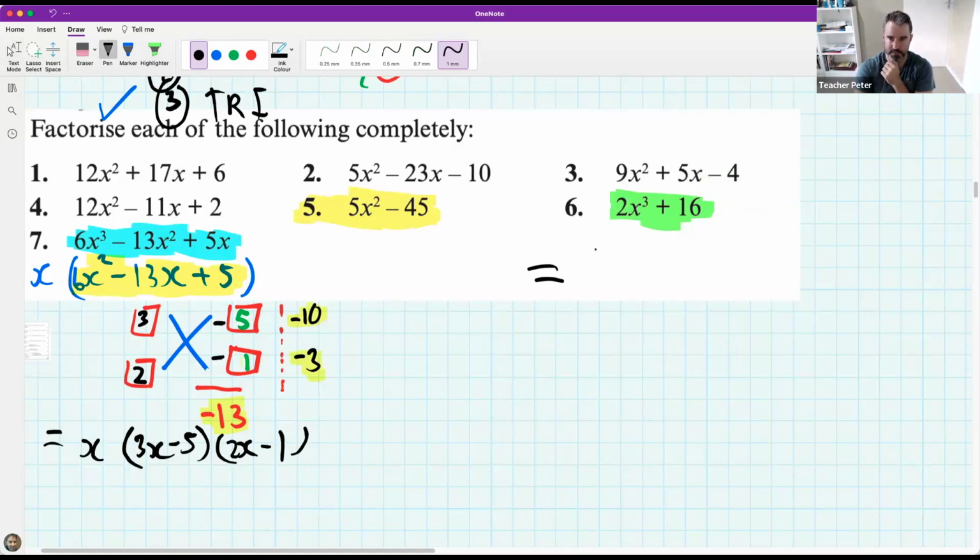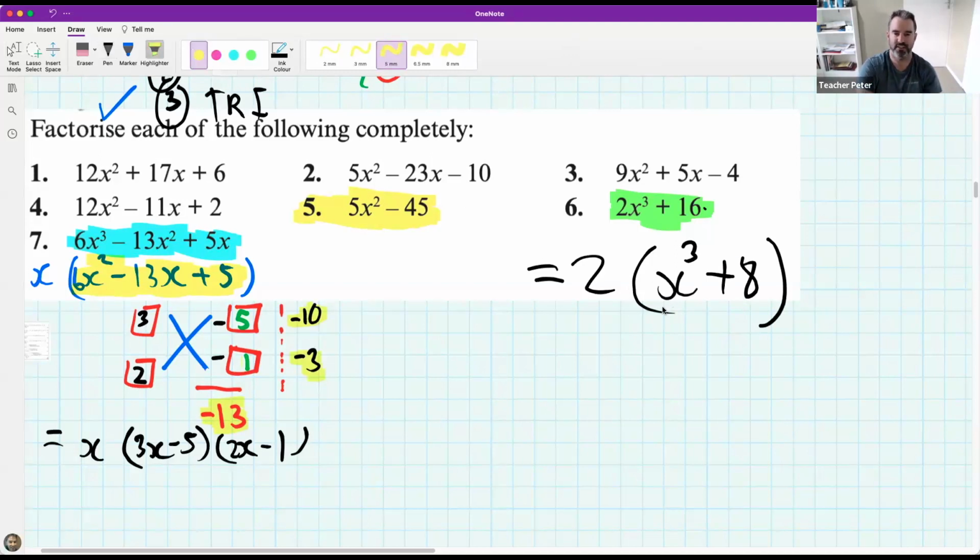I feel like the 2 and the 16 have a common factor of 2. But then what is going to go inside the bracket? So it has to be x cubed plus 8. Okay, but now here's the thing. Are we done factorizing? Can this thing over here be factorized further? Yes or no?